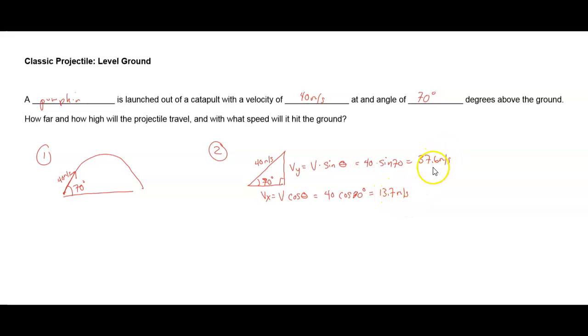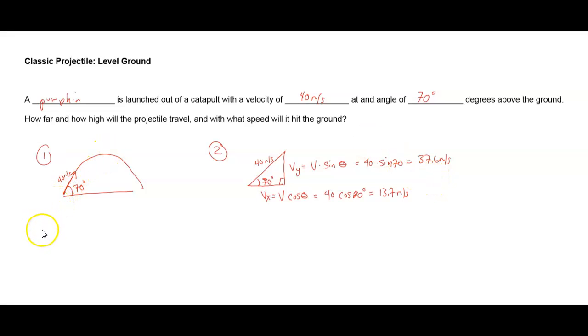And we can do a little mental check here. 37 is definitely larger than 13. This was not drawn to scale. If this is a 70-degree angle, it's going to be going much higher. This side is going to be longer than the shorter side of the triangle. So those two sides check out. Those magnitudes of velocity seem reasonable to me.